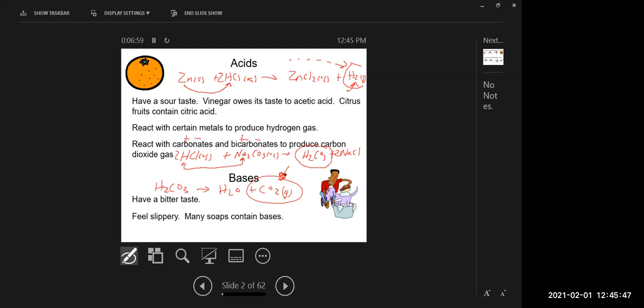Bases, they have a bitter taste. Also, probably shouldn't taste bases. They feel very slippery. A lot of soaps and drain cleaners are bases, like sodium hydroxide. A lot of bases oftentimes will have hydroxide in them, OH minus. And a lot of strong bases come from things in group 1 and 2 on the periodic table.